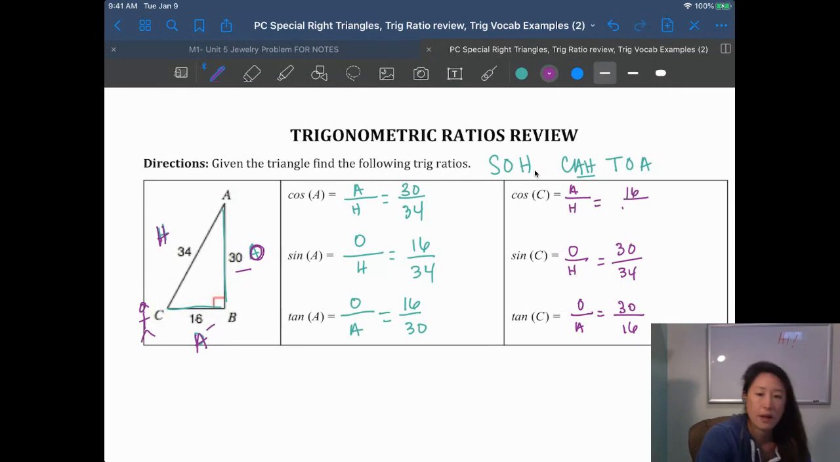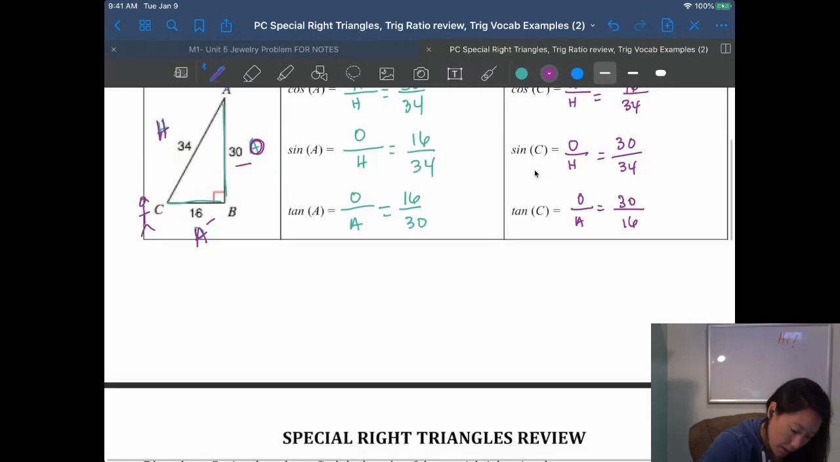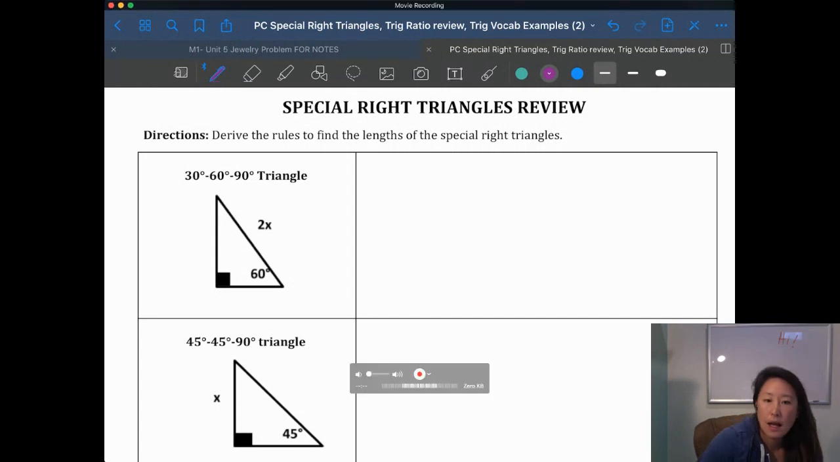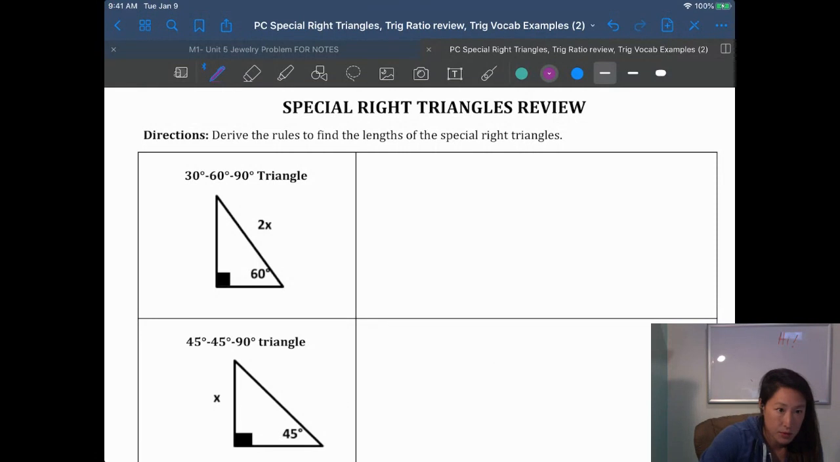Last thing to review today is special right triangles and how we're actually going to derive them. So these are the rules for special right triangles. You may have memorized them at some point, but here's how these rules exist. All right, I have a 30, 60, 90 triangle. So this is 30 degrees up here, 60 degrees, and a 90.